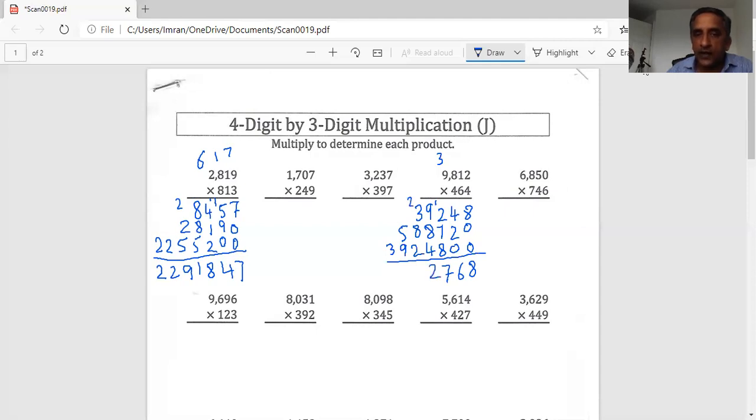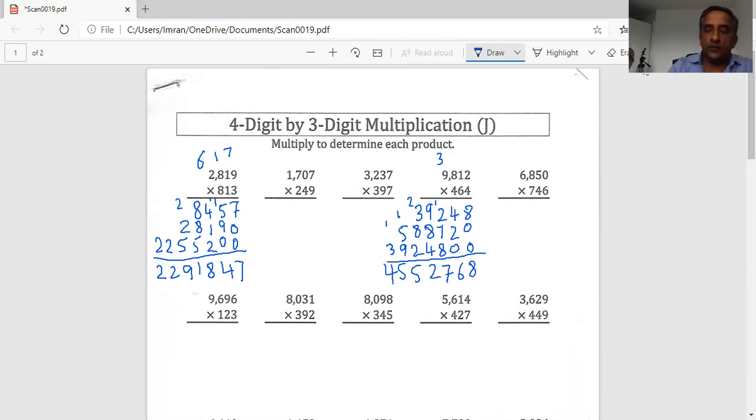3 plus 2 is 5. 5 plus 8 is 13. 13 plus 2 is 15. So we write 5 and 1 carry forward. So 9 plus 5 plus 1 is 15. So we write 5 and 1 carry forward. So 3 plus 1 is 4. So this is the final answer.